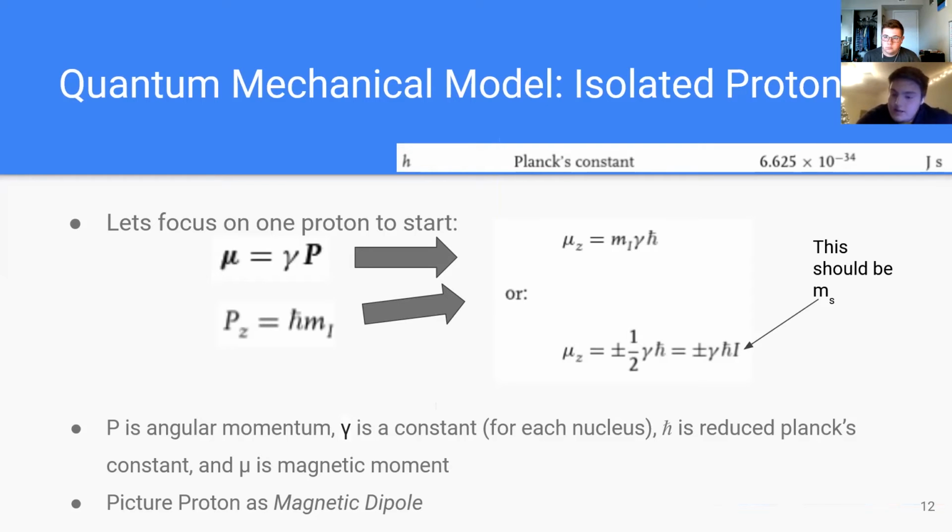For an isolated proton, due to its behavior, we know it's either plus 1/2 or minus 1/2, depending on which one we're talking about. And so it can have 2 discrete energy levels. That's how we get that bottom equation there. You can picture this as a magnetic dipole because the magnetic moment can have 2 possible values, equal and opposite of each other.